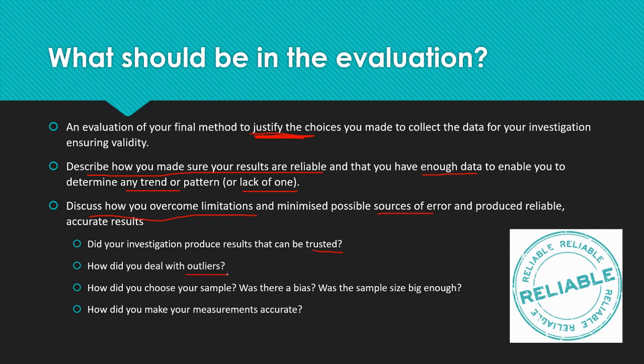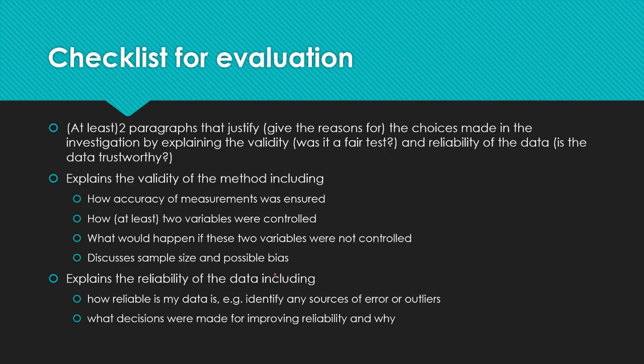How did you deal with outliers? Outliers are bits of data that just really don't fit. And usually you would repeat the trial, if you've got time, and see whether you get the same result, or you just leave it out of your average. Okay. How did you choose your sample? Was there a bias? Was the sample size big enough? How did you make your measurements accurate? Is there something you could have done next time to improve the investigation?